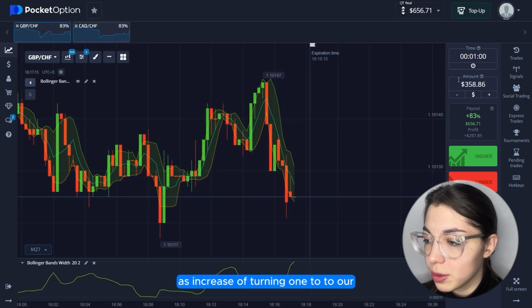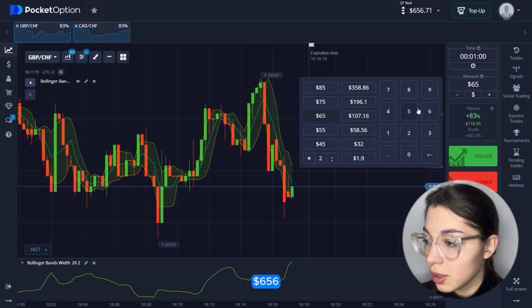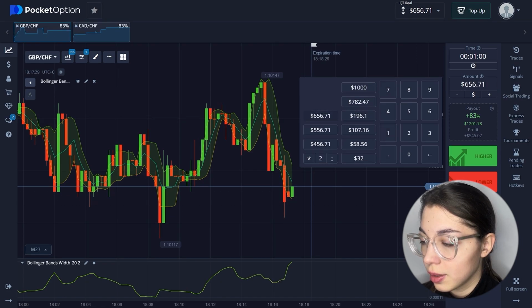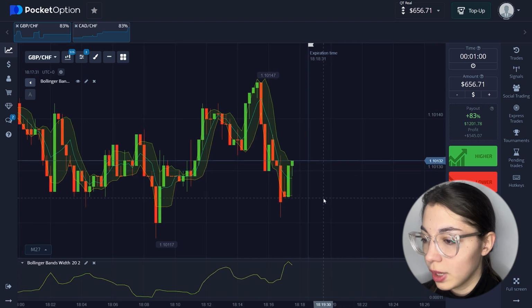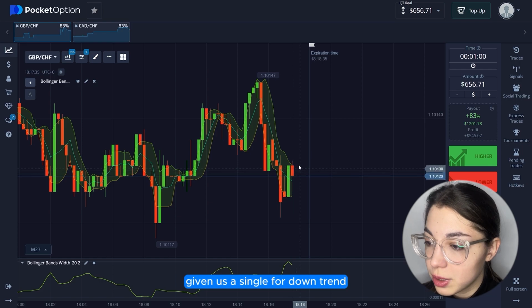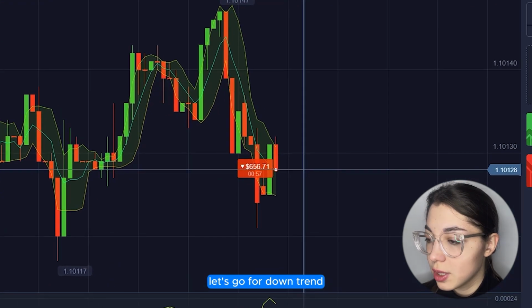Let's increase our trade amount to $656. The candle bounced down from the moving average, giving us a signal for a downtrend. After that, the price also bounced down from the uptrend. Let's go for a downtrend.